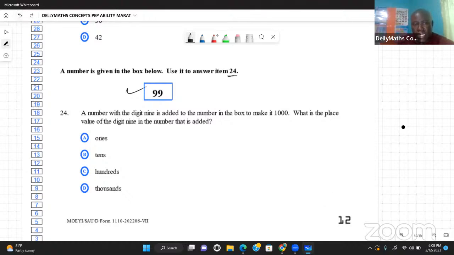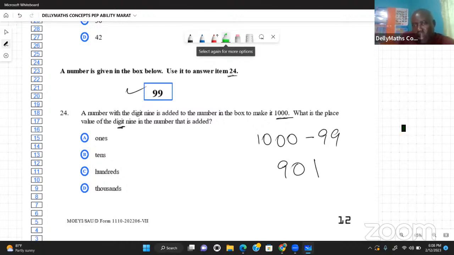A number with the digit 9, so we have to read carefully. A number with the digit 9 is added to the number in the box to make 1,000. All right, so what is the place value of the digit 9 in the number added? In other words, if I want to know the number added, I'm going to take this from 1,000, right? So I'm going to take the 99 from 1,000 to make sure that I have that number. So that number is going to give me 901. If you listen to the sound, please make sure that you understand what they're asking.